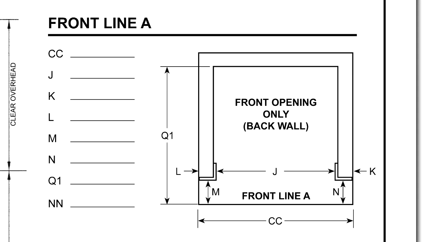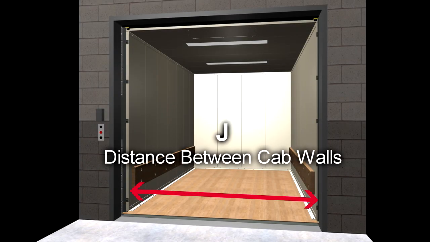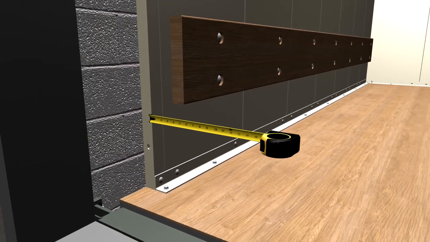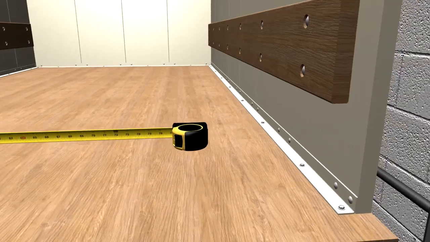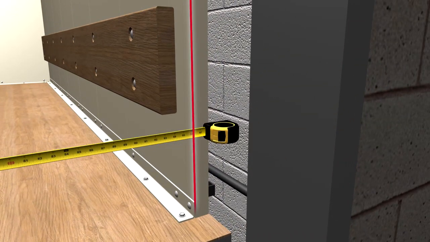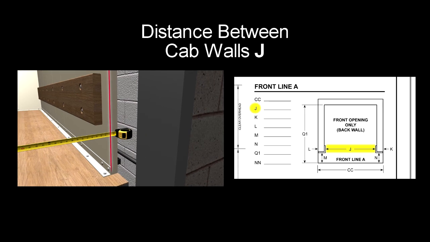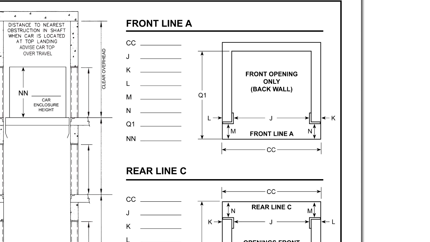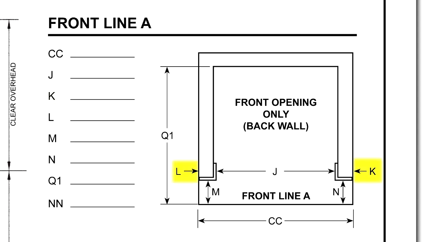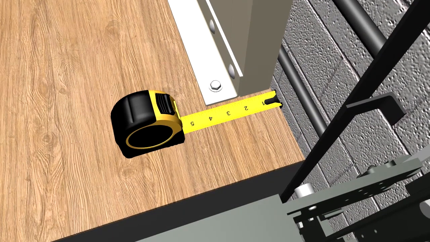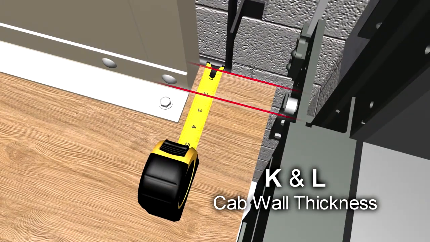Distance between enclosure angles, dimension J. Measure the distance between the enclosure angles. Cab wall thickness, dimensions K and L. Measure the distance from the edge of the platform to the inside of the enclosure angle.